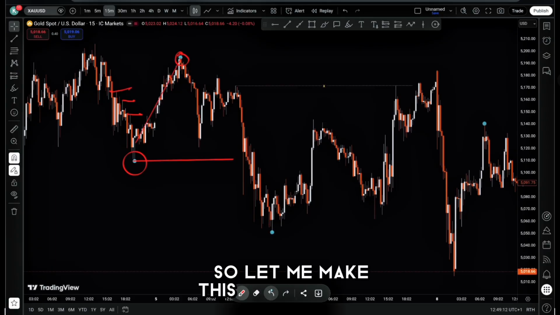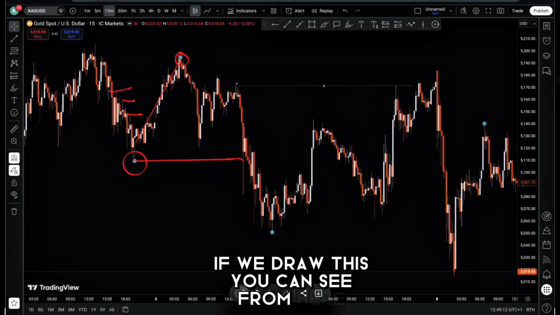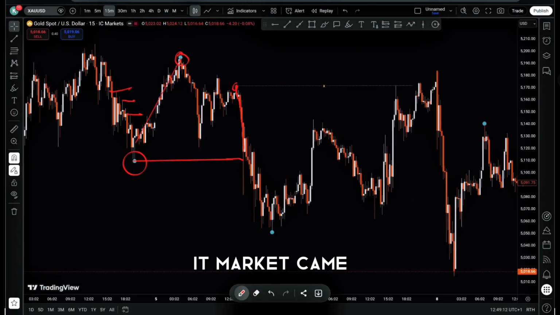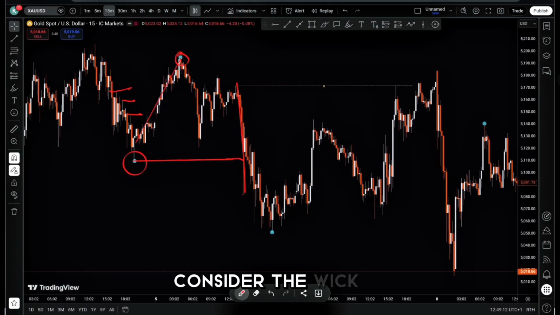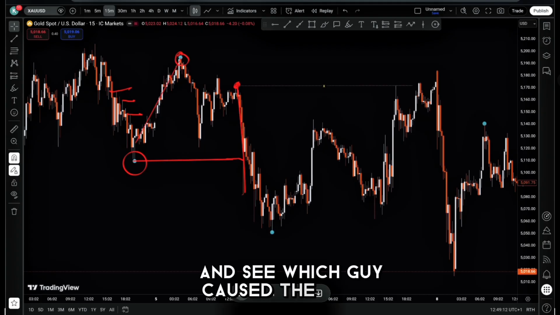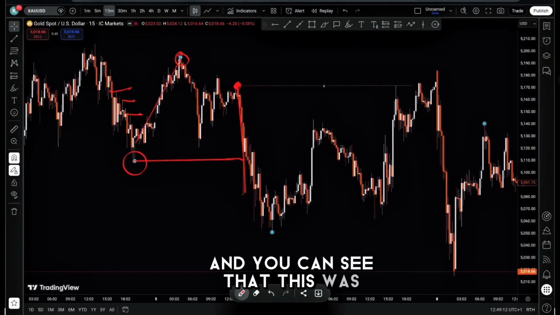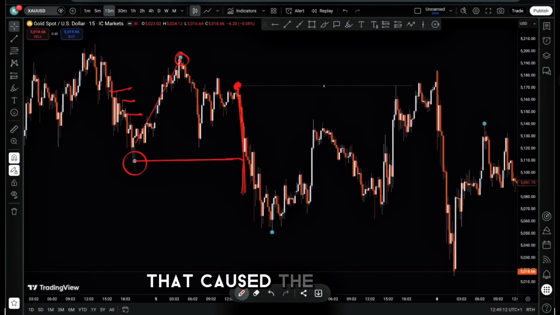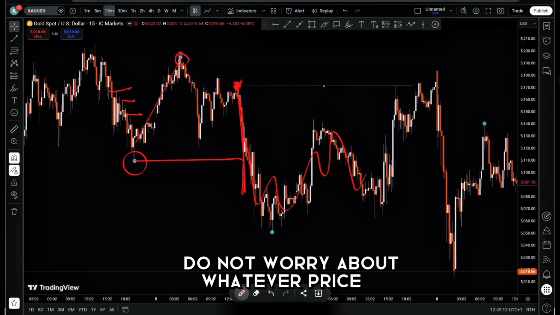So let me make this much clearer. If we draw this, you can see from here, market came all the way down to the wick here. Consider the wick. Now all you have to do is trace and see which guy caused the break, and you can see that this was the movement that caused the breakdown, and that high becomes our liquidity. Do not worry about whatever price is going to do here.